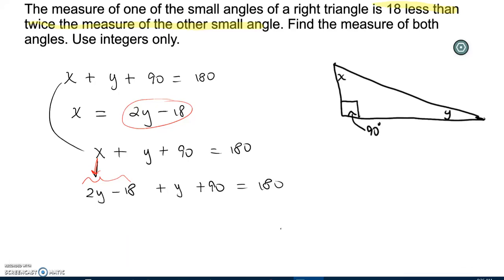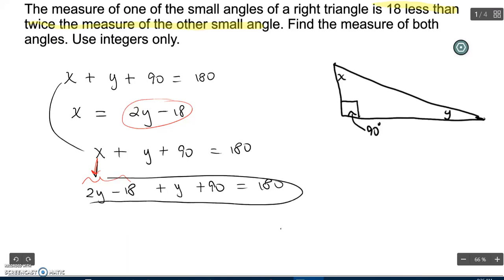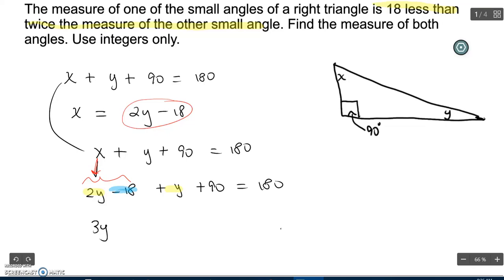Alright, now we're going to solve this equation right here. It only has one variable, y, so we can solve it using the good old-fashioned methods. I'm going to combine the like terms, so I'm going to combine that 2y with that y, which is 3y. And then I'm going to combine that minus 18 and that plus 90, and 90 minus 18 would be a plus 72, and that's equal to 180.